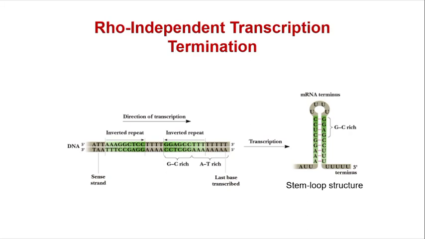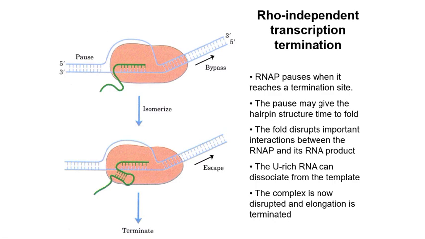So once it forms the loop-like structure, the RNA polymerase doesn't recognize the mRNA as well as the DNA, so it doesn't get the sequences from the DNA, and it's not bound with the polymerase enzyme. See that? Exactly. This is the rho independent transcription termination process. RNA polymerase pauses when it reaches a termination site. Then the pause may give the hairpin structure time to fold. See the hairpin structure, the green color hairpin structure. In the second picture, you see that the mRNA itself forms the green color loop, the hairpin loop structure.